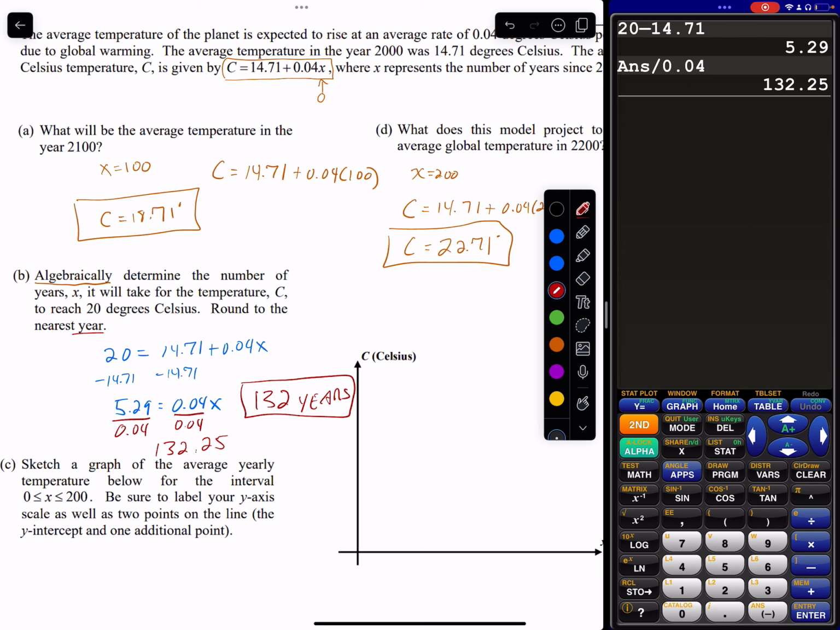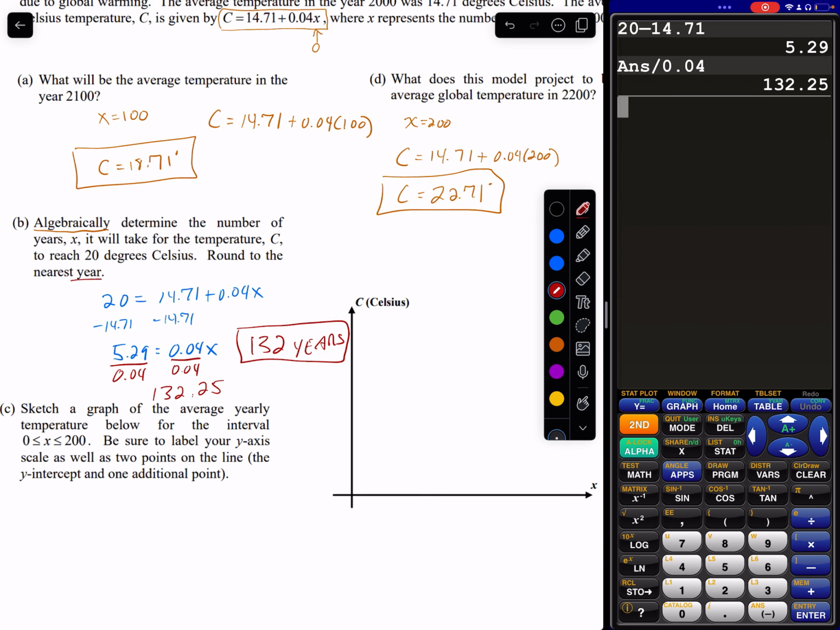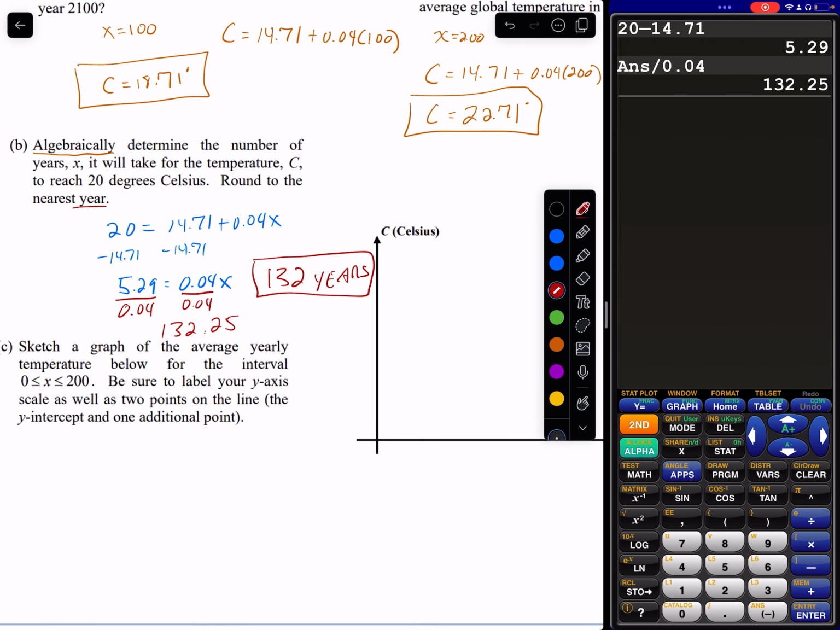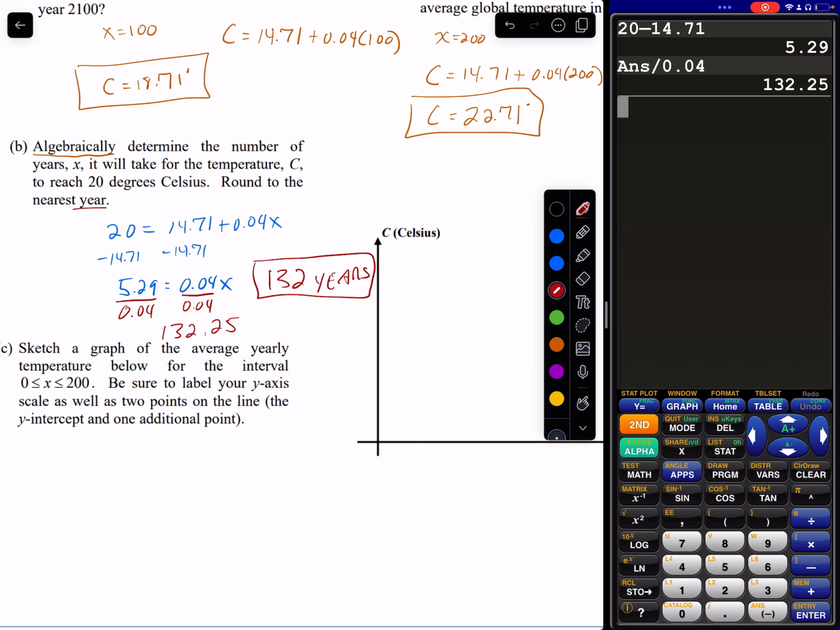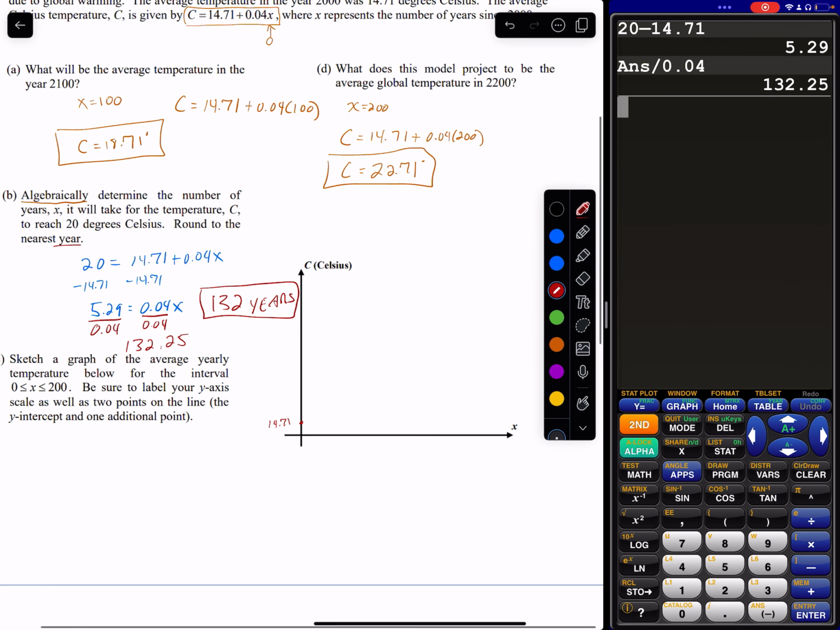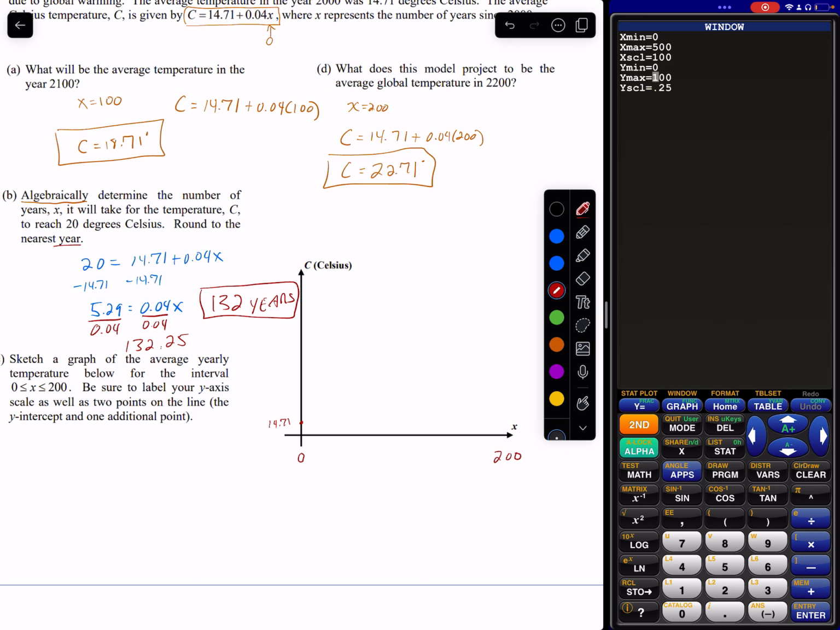Okay, so what we're going to do here is sketch the graph, and I wanted to show you how to use this point. We're going to put 14.71 here, and we're going to make this run from 0 to 200. That's going to be the sketch of our graph. How you do that is the window button on your calculator. If I go to the window, I'm going to make this run from 0 to 200, and I'm going to put a mark for every 50 years.